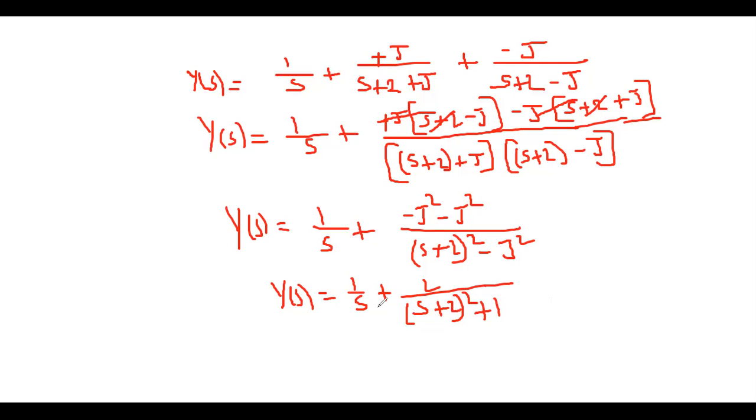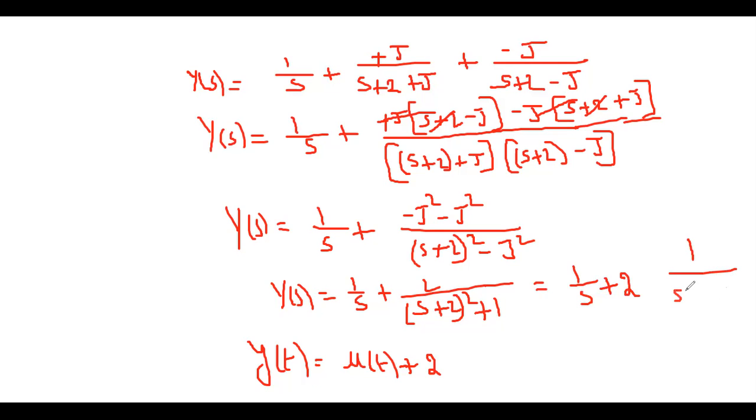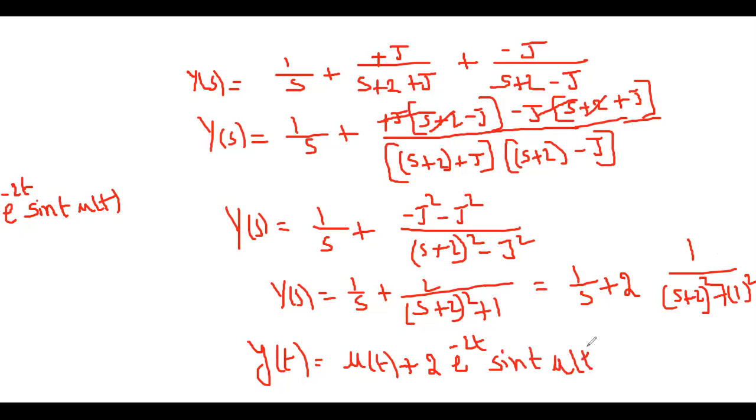Apply the inverse Laplace transformation. What is the inverse Laplace transformation here? So for 1 by s, you get y of t is equal to, what is the 1 by s? mu of t. Plus 2 into, 2 is a constant. After getting the 2, now I am writing this as 1 by s plus 2 into 1 by s plus 2 whole square plus 1 square. You see, it is in the form of sine omega naught t mu of t. What is omega naught here? 1. And s plus 2. Because s plus 2 is multiplied, it means e power minus 2t. So 2 into e power minus 2t sine t mu of t is the inverse Laplace transformation.